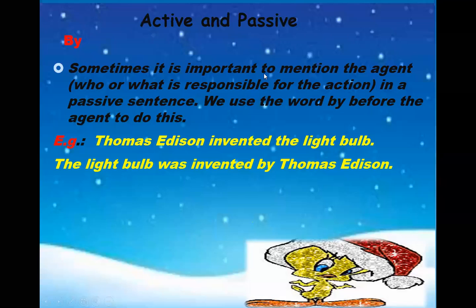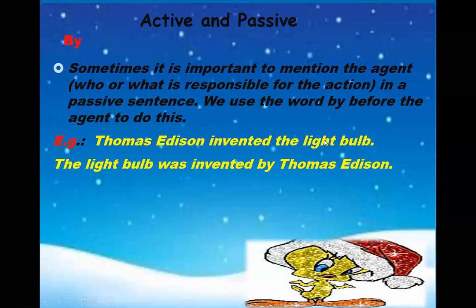Sometimes it's important to mention the agent who is responsible for the action. As we said before, it must be preceded by "by". In a passive sentence, we use the word "by" before the agent to do this. Like this example, Thomas Edison invented the light bulb. Here it's important to say or to mention who invented the light bulb.